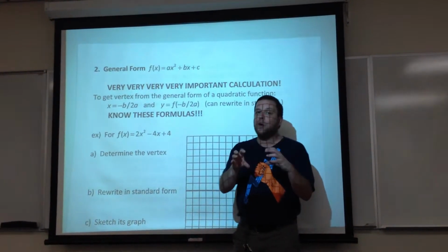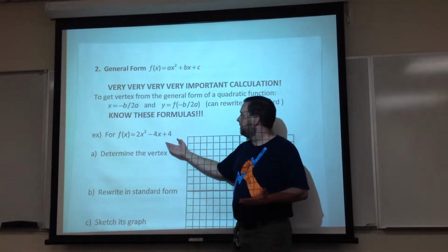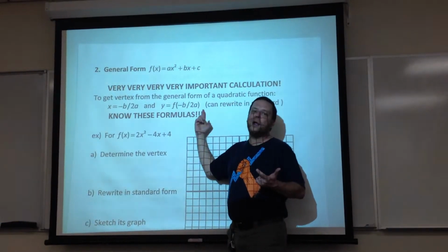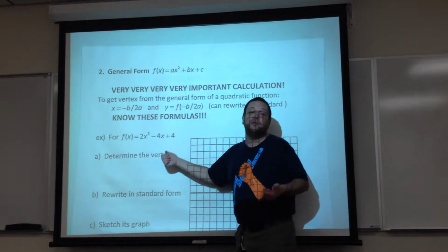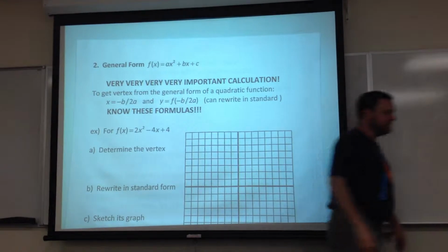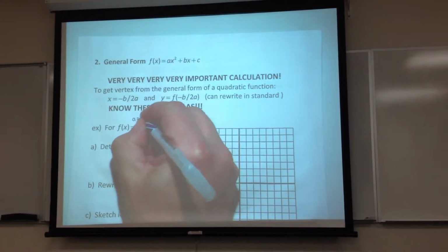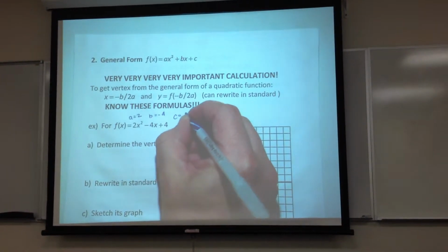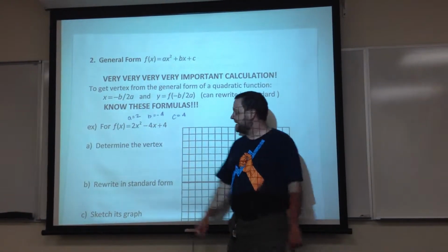But remember, you've got 2 coordinates you have to plot. You need the x and you need the y. But since you have the function here, whatever your x coordinate is, you just plug it into the function to get the y coordinate that pairs with it. That's the way you get your vertex from this general form of a quadratic function. So let me show you that calculation first. We've got a equals 2, b equals negative 4, c equals positive 4. You don't need c in this calculation, but I'm just reminding you what a, b, and c stand for.